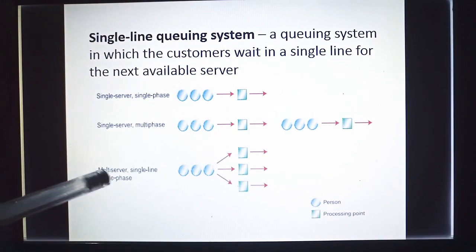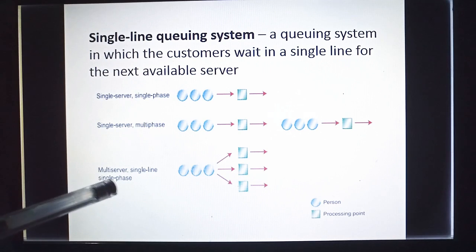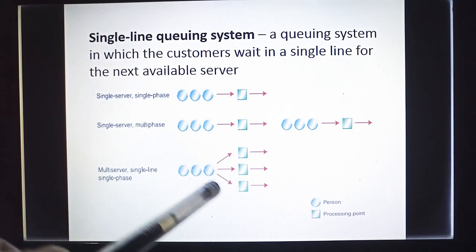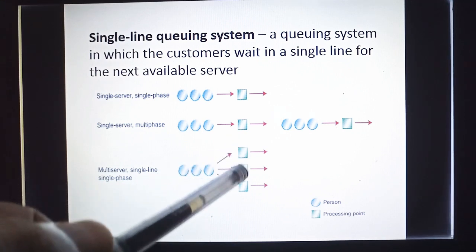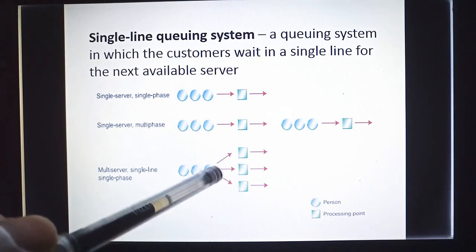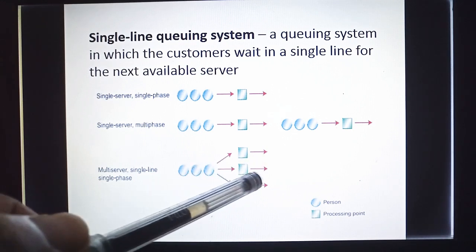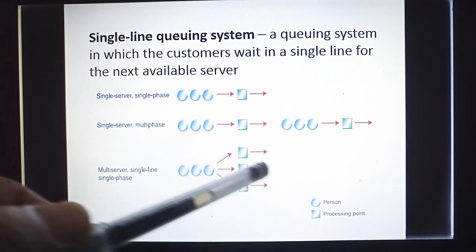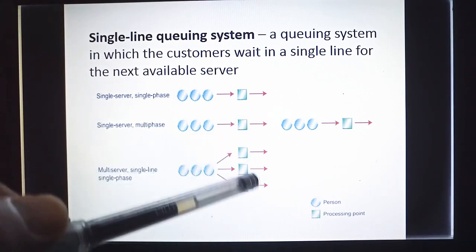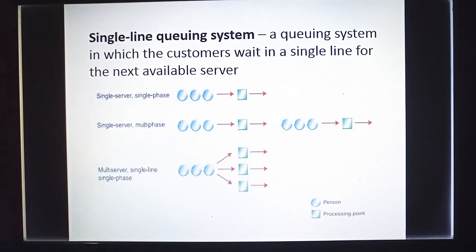And then we have multi-server, single line, single phase. So we have one line of individuals, and then we have the servers, 3 servers for example. One of the examples for this is the BDO bank. They have a single line, and then they have different servers. That is used in some BDO bank branches. So that is the single line queuing system.